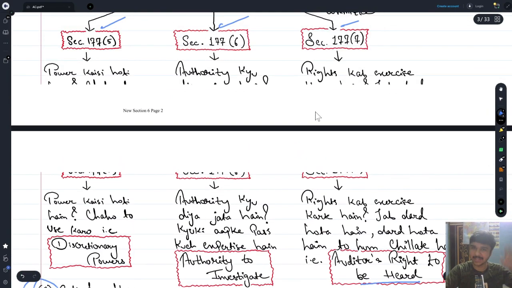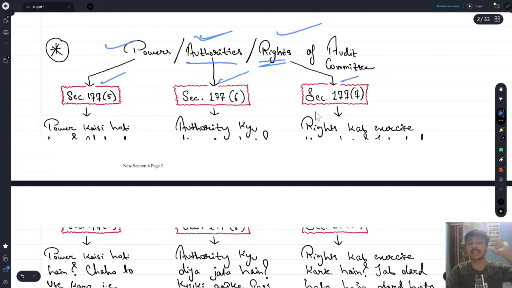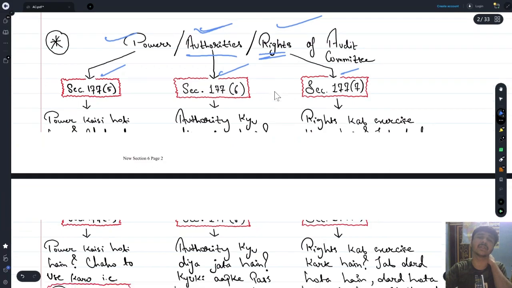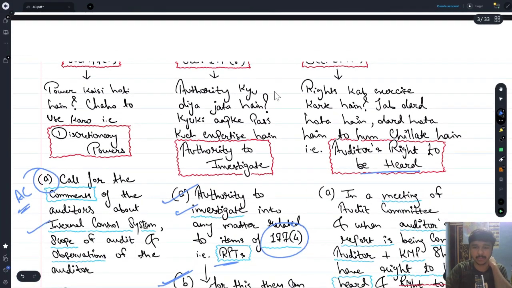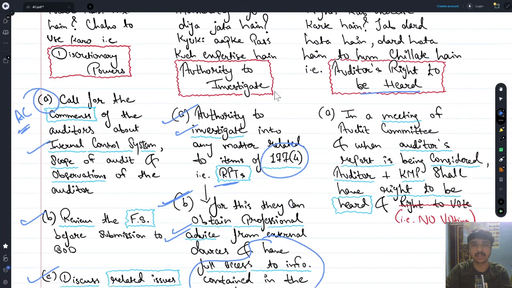I hope this is clear, that the authorities are clear. Then come the rights of the audit committee. What are the rights of the audit committee? In Hindi, people say it is the barking right, like dogs bark. So we have a barking right basically, but this shouldn't be taken in a negative manner. This was a trick to remember this. So the auditor always has a right to bark, that is, auditors always have a right to be heard.